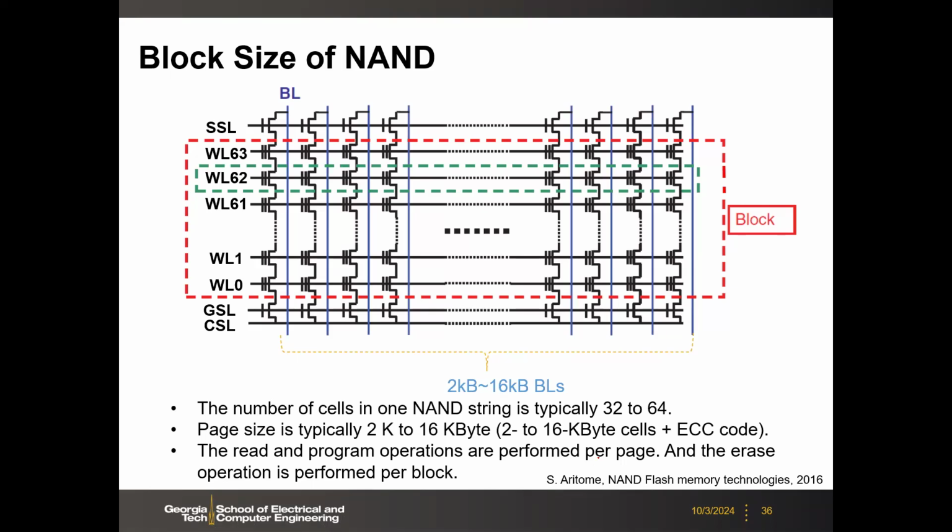Again, we have to emphasize that the read and the program operations will be performed per page. Once you read, you're going to read the entire row, or when you program, you're going to program the entire row, like this green dash box. You read those out together. And when you do the erase, you will erase the entire block, which is this red dash box. This means program here, read here, but erase the entire block.